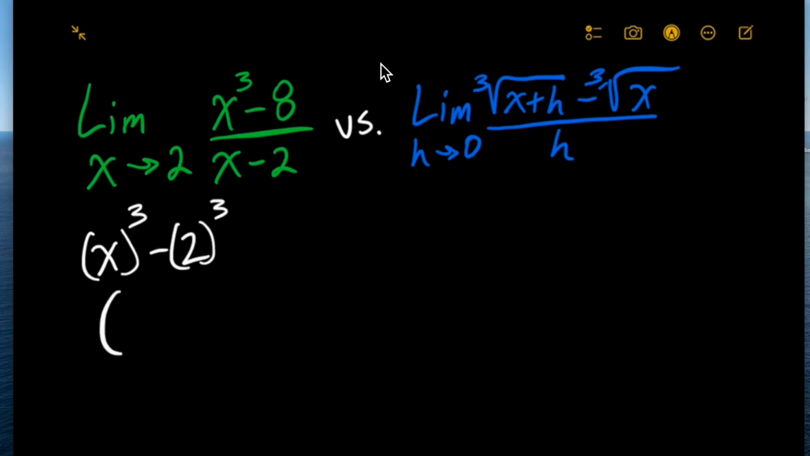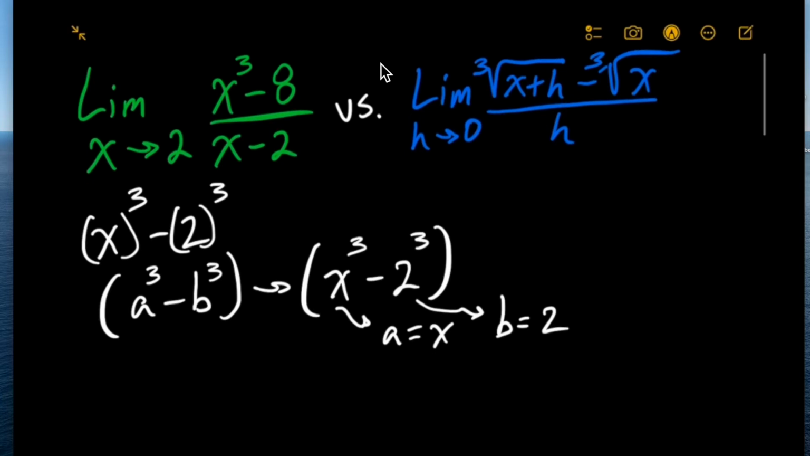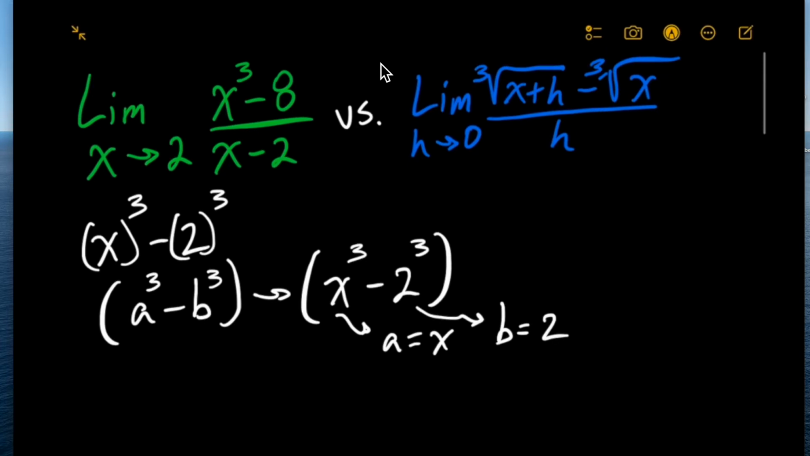So here, if we had a cubed minus b cubed, we would be talking about x cubed minus 2 cubed. So in this scenario, a would equal x and b would equal 2. Now, there are identities for the difference between two perfect cubes and the sum of two perfect cubes. So I'd like to review those quickly.